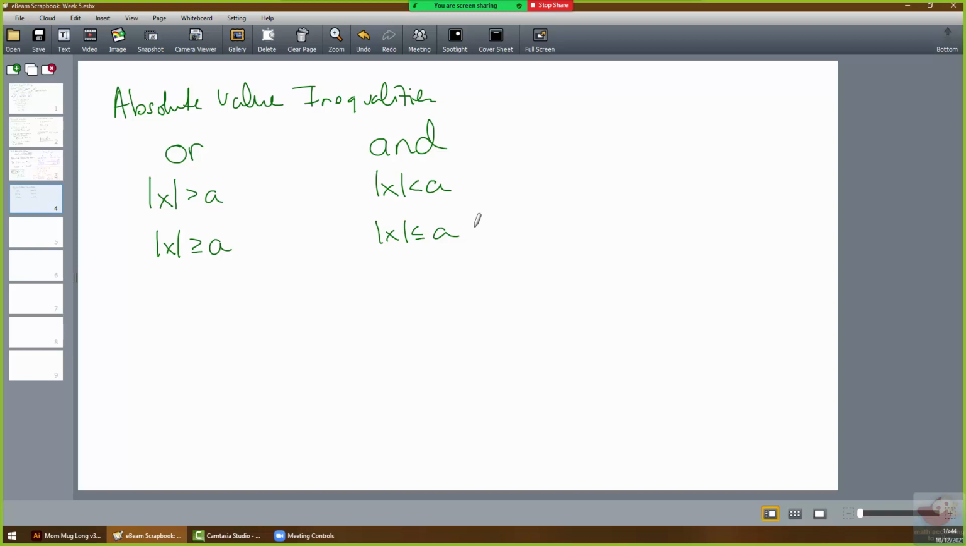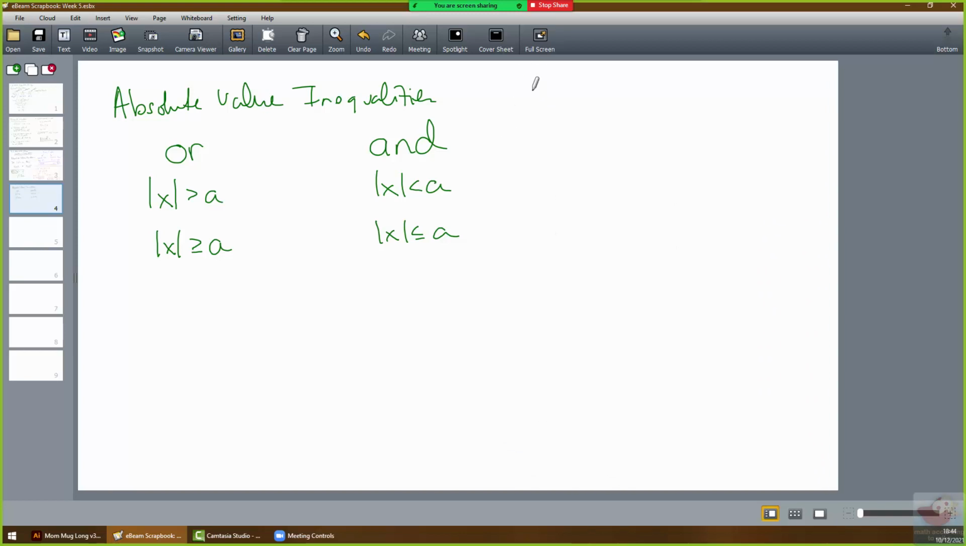I usually like to solve these graphically. The book will show you a different approach, so if you don't like the graphical approach, please reference the book. You cannot make the distinction of "and" or "or" until the absolute value, the initial one, has been isolated, because during the isolation process, remember the inequality can flip if you multiply or divide by a negative number.